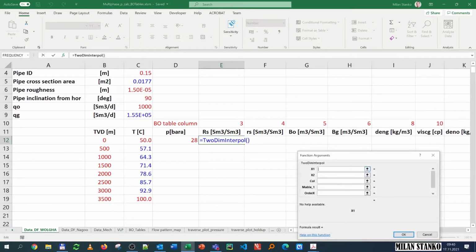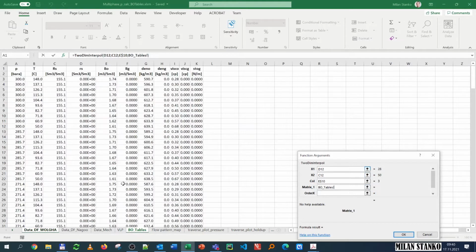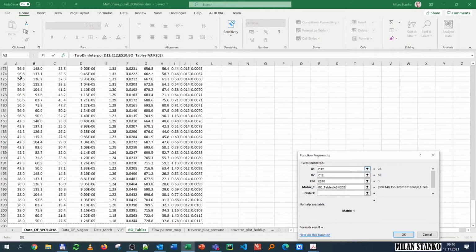I have to provide first the pressure, then the temperature, and this will change when I go down. They should take the corresponding row. Which column? Here it will take this column up here, and I want that when I drag it down, it doesn't go down. So I have to lock the row, which will be the number. But the column should be unblocked because when I drag it to the right, I want it to pick this one. The matrix that I need is where the BO tables are, all of this, and then I block it. The matrix will always be the same.